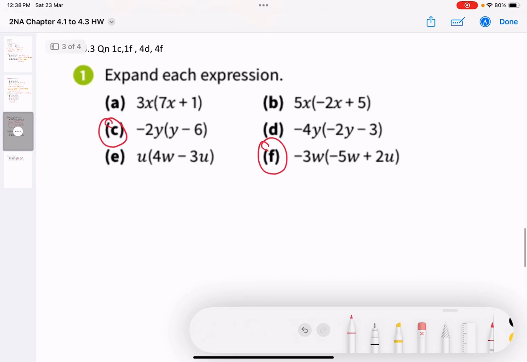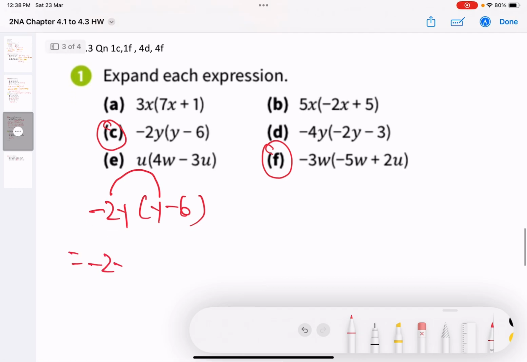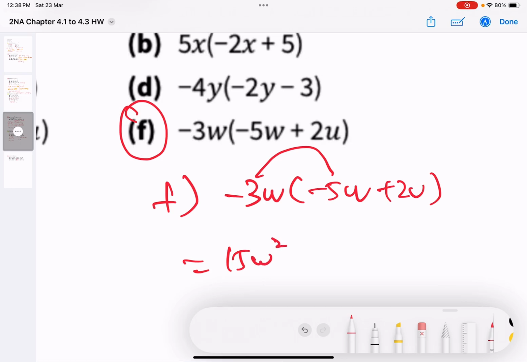And the last one, exercise 4.3, question 1c, expand. So I have negative 2y(y minus 6). To expand, I take the number on the outside, I'll multiply inside. So I'm going to get negative 2y². Negative 2y multiplied by negative 6 is going to be positive 12y. Part F, negative 3w(negative 5w plus 2u) is equal to positive 15w², negative 6wu.